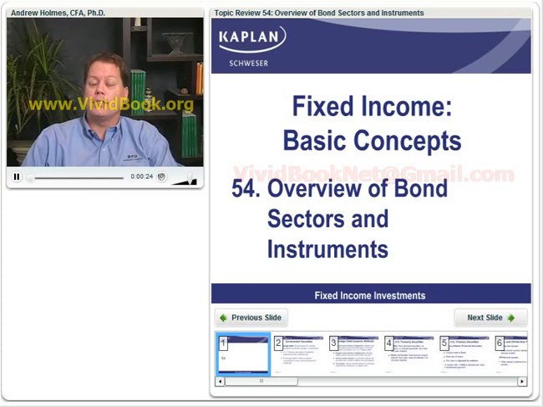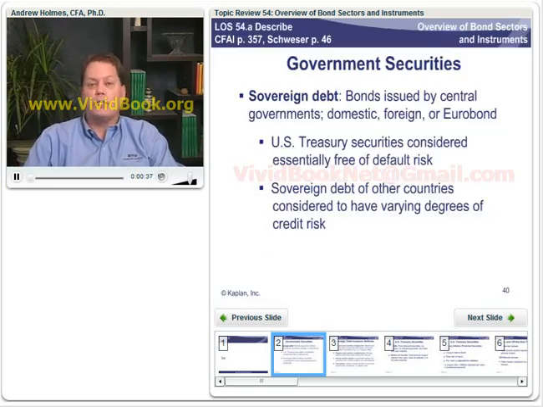So while it is a little dry, of course this is CFA land, so everything is kind of dry, right? Anyway, it is a little dry, but there are some important concepts in here, things you want to make sure that you are on top of. So we'll start out in terms of sectors.